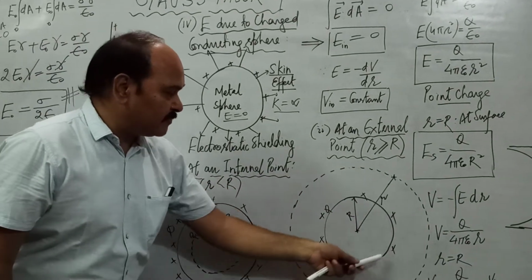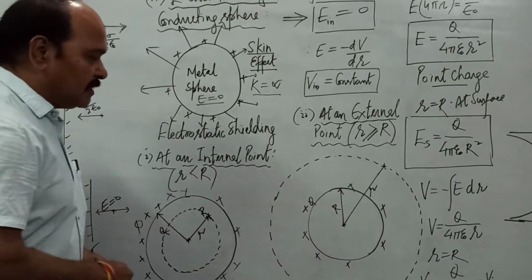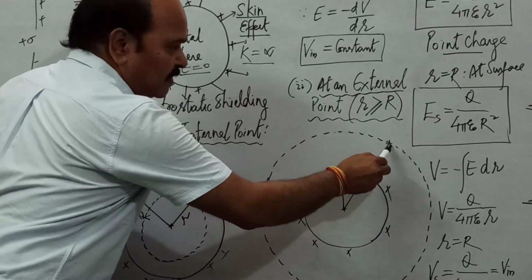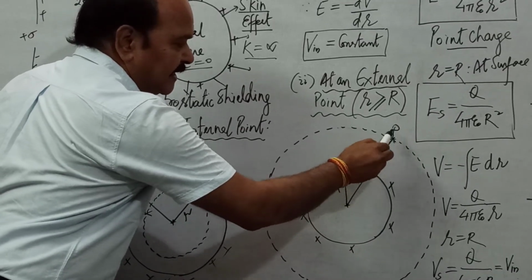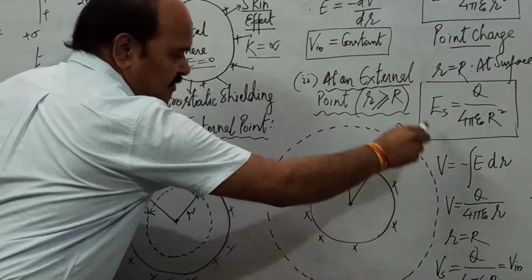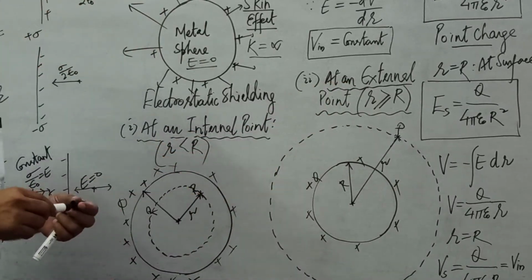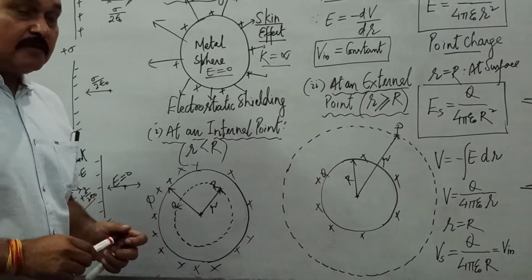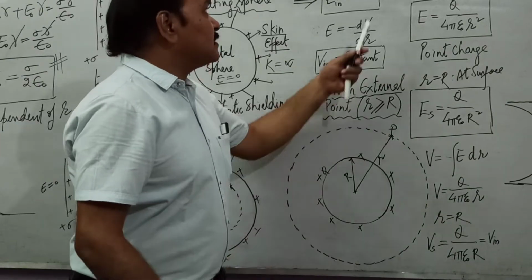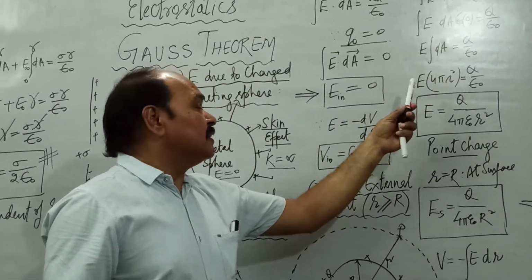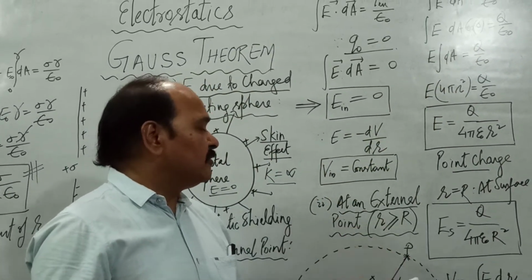This is the conducting sphere of radius r. It carries charge q. This is the point where we want to find the electric field intensity. We draw a Gaussian surface passing through this point. The Gaussian surface is taken in the form of a sphere. Well, the surface integral of E dot dA is the net charge enclosed over the permittivity of free space.